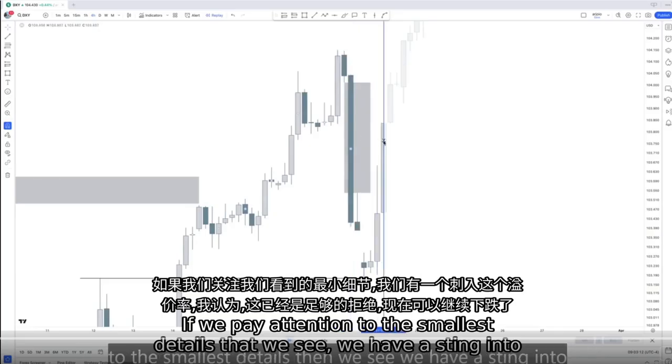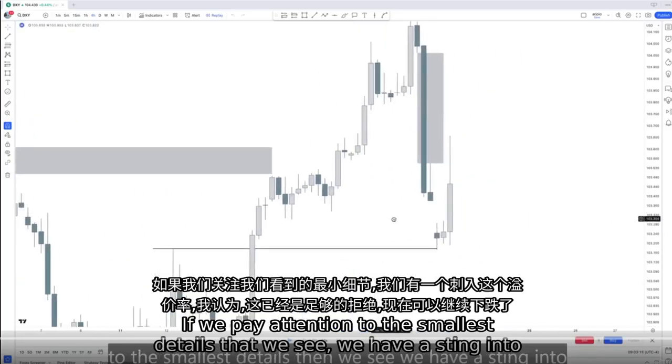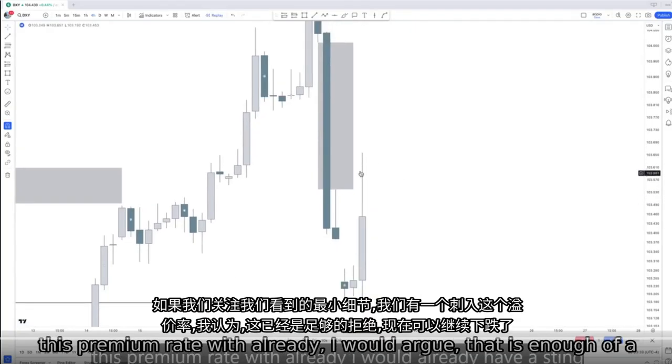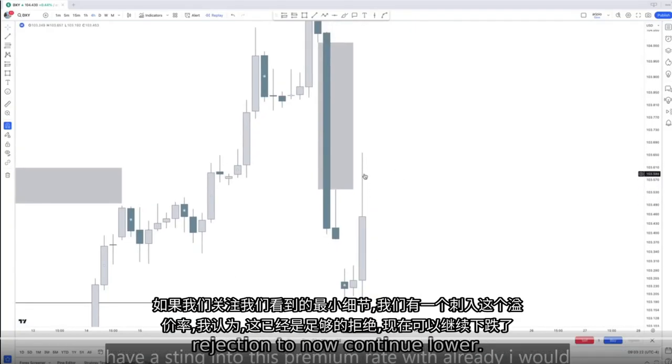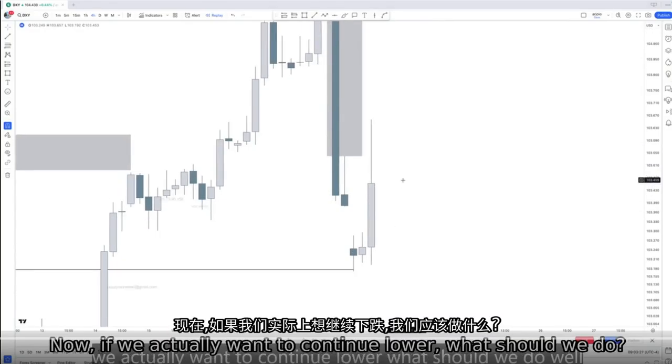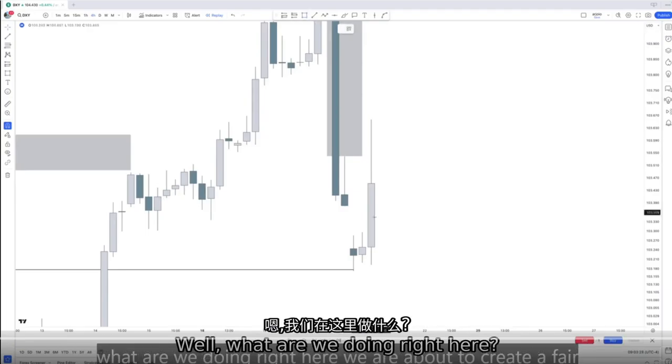So what do we see here? If we pay attention to the smallest details, then we see we have a sting into this premium rate with, I would argue, enough of a rejection to now continue lower. Now, if we actually want to continue lower, what should we do? Well, what are we doing right here?